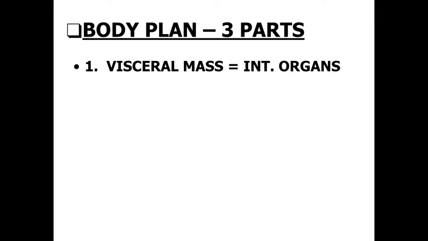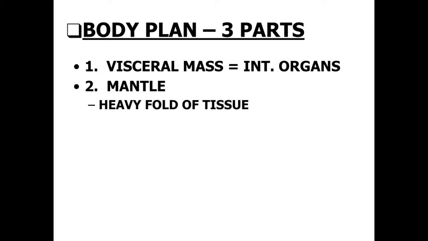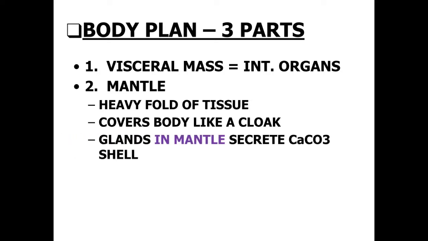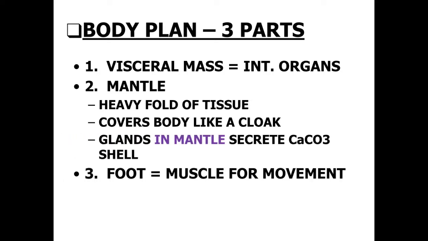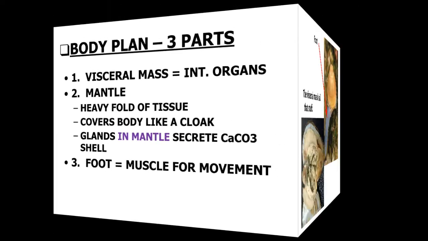The three parts that make up the basic mollusk body plan are the visceral mass, the mantle, and the foot. The visceral mass is the section of the mollusk body that contains the mollusk's organs. Outside of the visceral mass is a heavy fold of tissue called the mantle that forms the outer layer of the body and secretes the mollusk shell. Every mollusk has a muscular region called a foot, which is used primarily for locomotion.